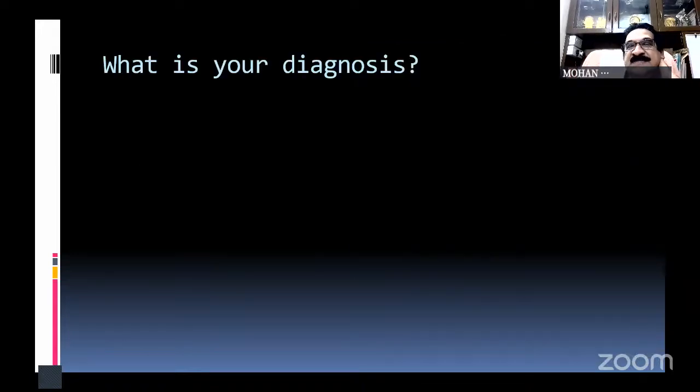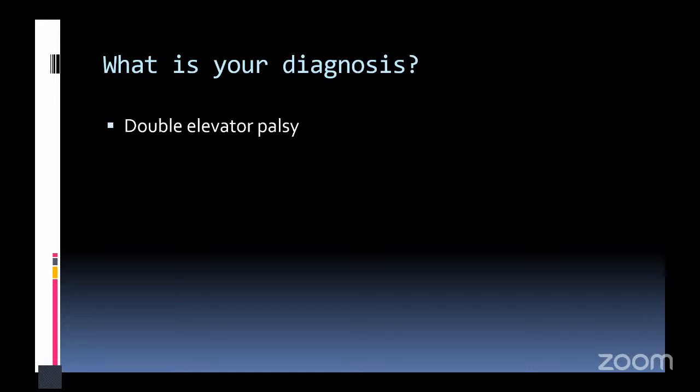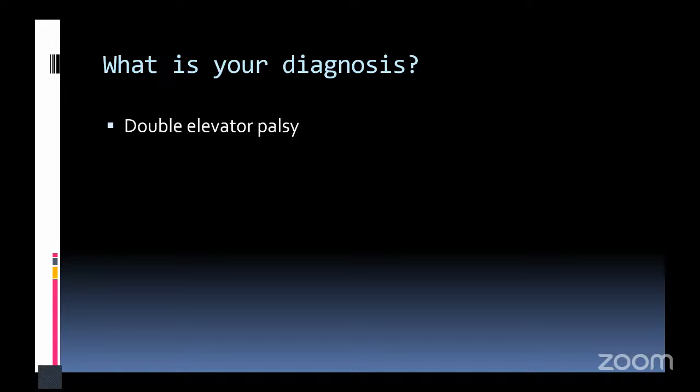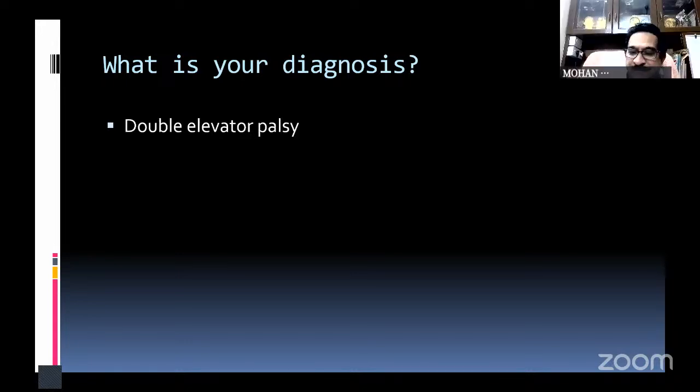Okay, now what is this condition? Elevation is restricted, on both sides or the same eye. What do you call that syndrome? I have shown this case before also. Is it called Duane syndrome? No, not Duane syndrome. It's called double elevator palsy. Double elevator palsy. Now this is a congenital condition.